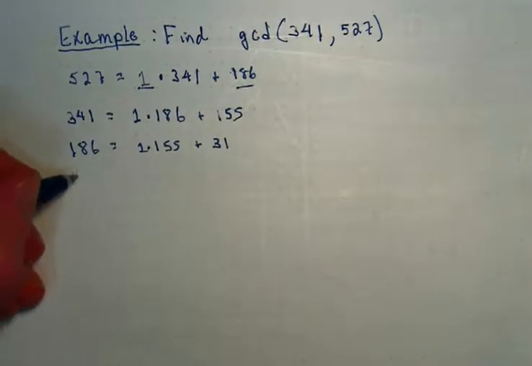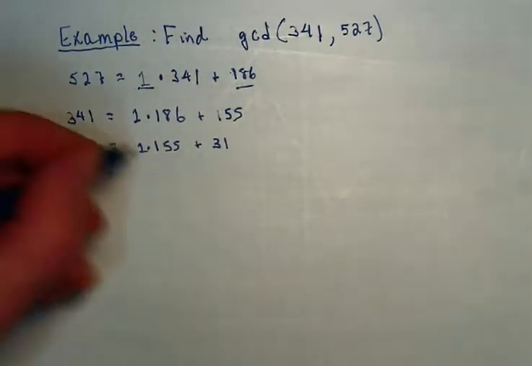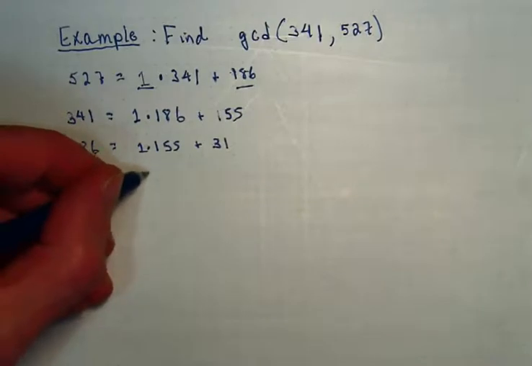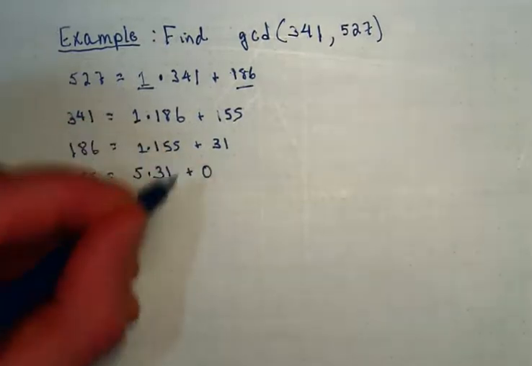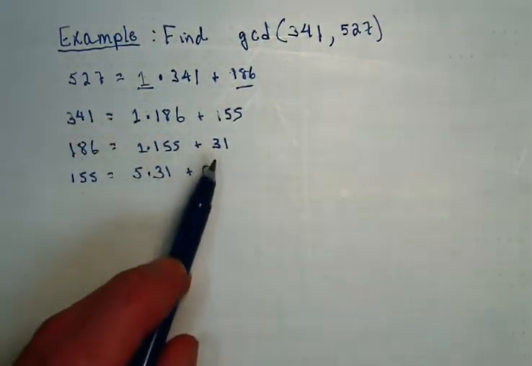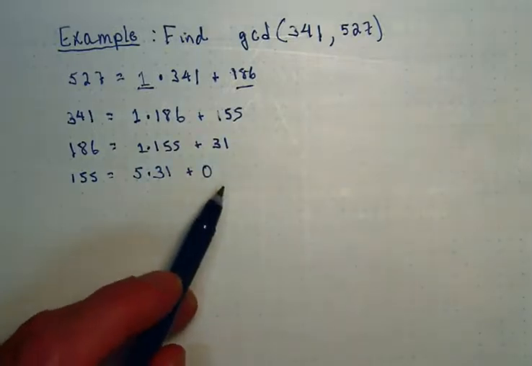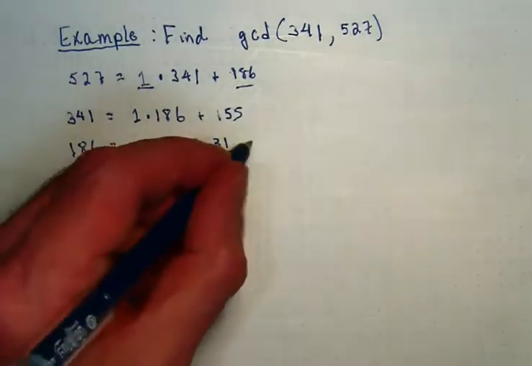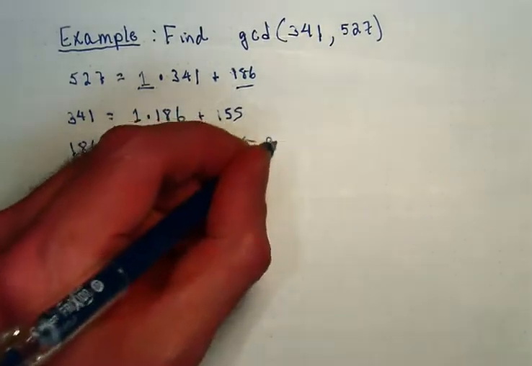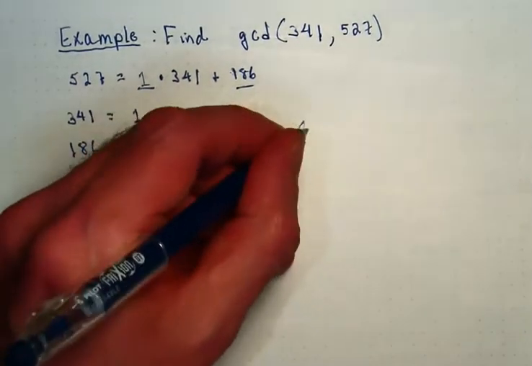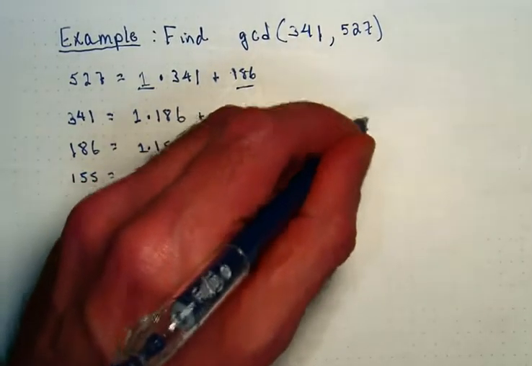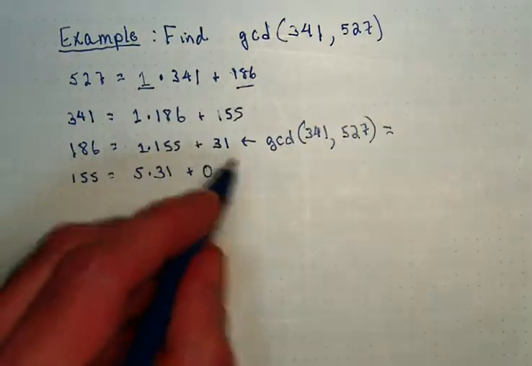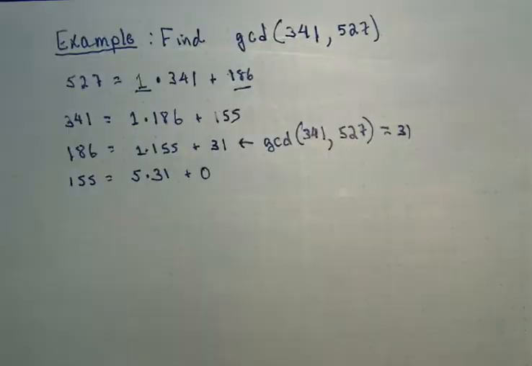And now we take 155 and we divide that by 31. Now this is going to go in 5 times with a remainder of 0. So getting that 0 remainder tells me I can stop my process. And right there, remember, that's my GCD. So the GCD of 341 and 527 is the last non-zero remainder that we got, which is 31.